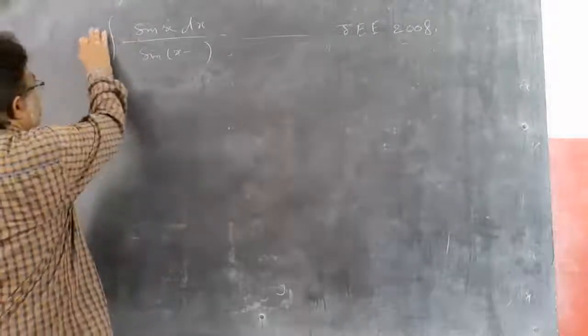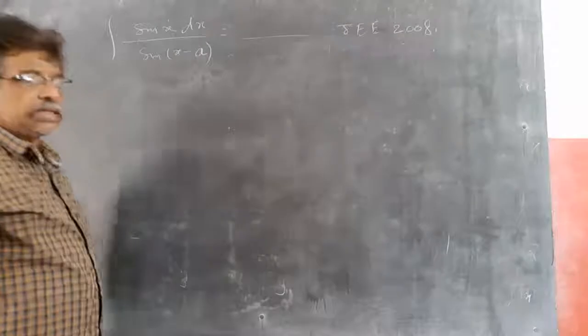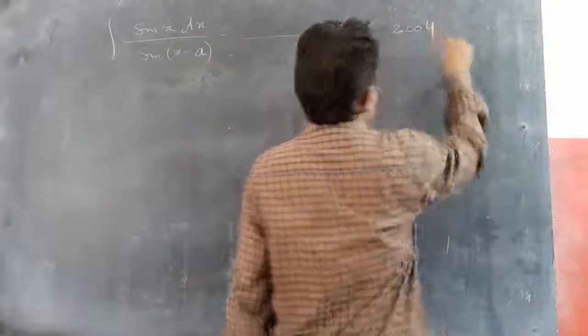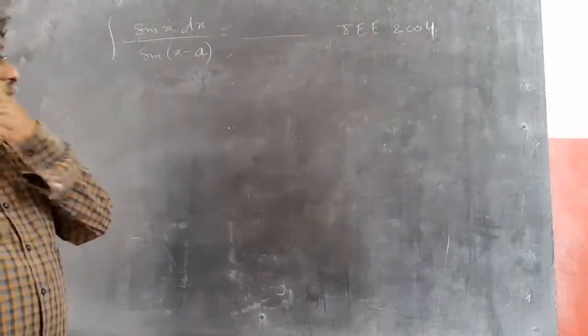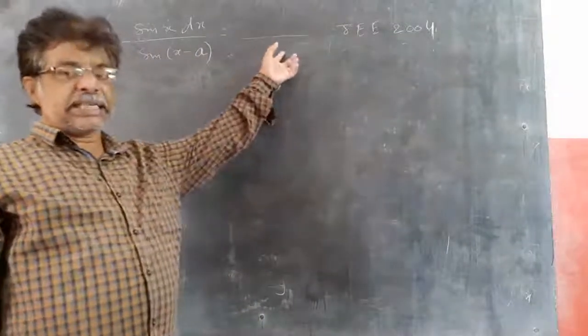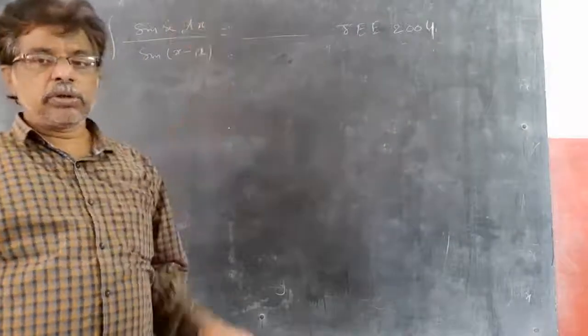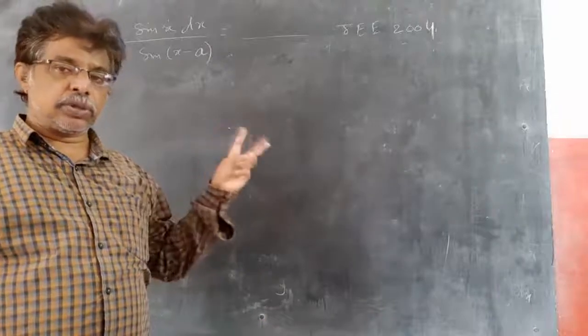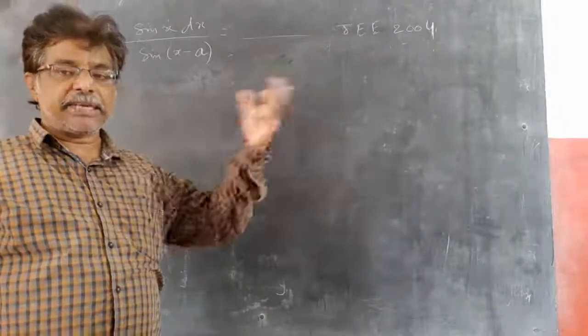Now in 2004 the same sum they gave, like sin x by sin of (x minus a), the same sum they gave. This means in integration, sums are repeated with small differences. You can observe that 2007 and 2006 also repeated sums of the same type but with small differences.